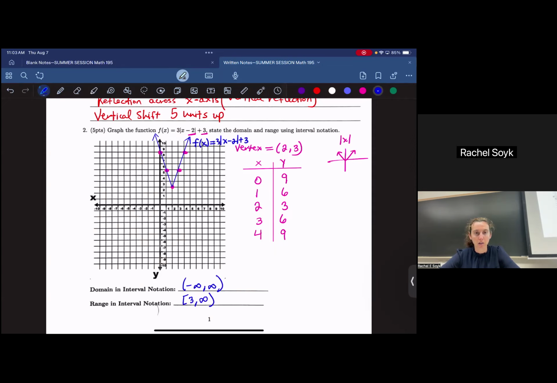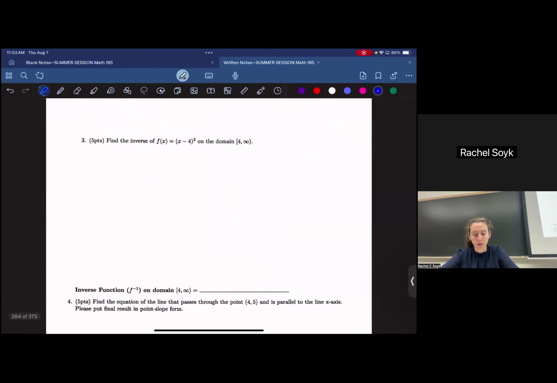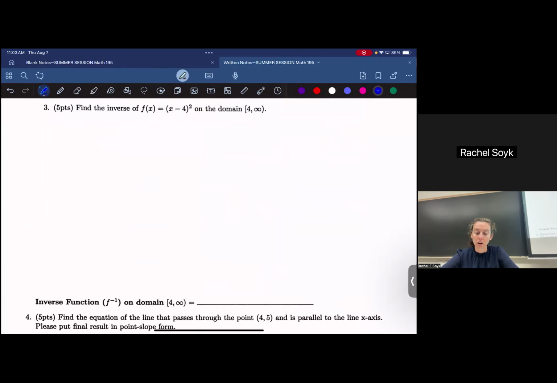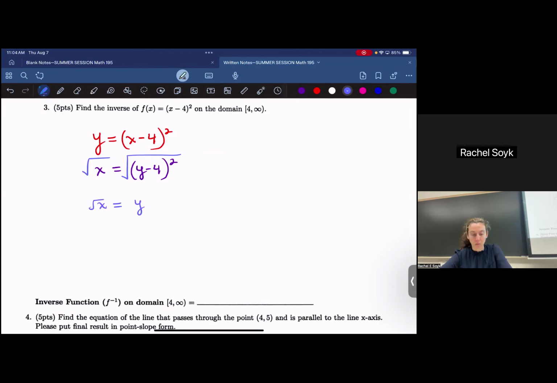Let's move on to question 3, which is just finding the inverse on this domain. So our steps for inverse, first we put everything in terms of x and y. Then we swap our x's and y's, and we solve for our new y by utilizing our inverse operations. So you end up with the square root of x is equal to y minus 4. Add 4 to both sides.